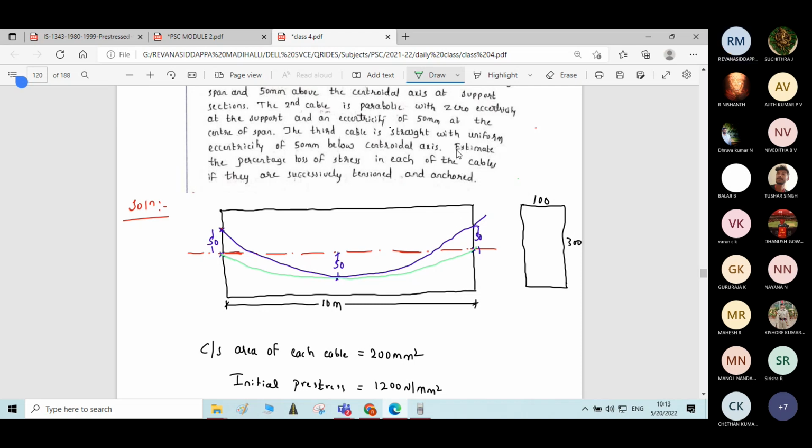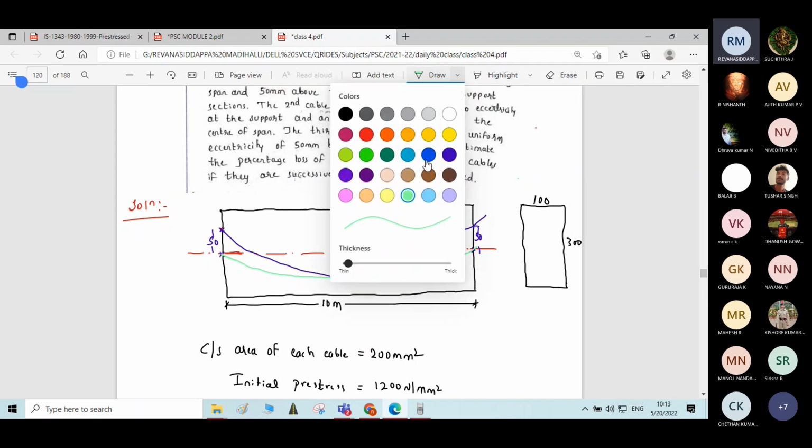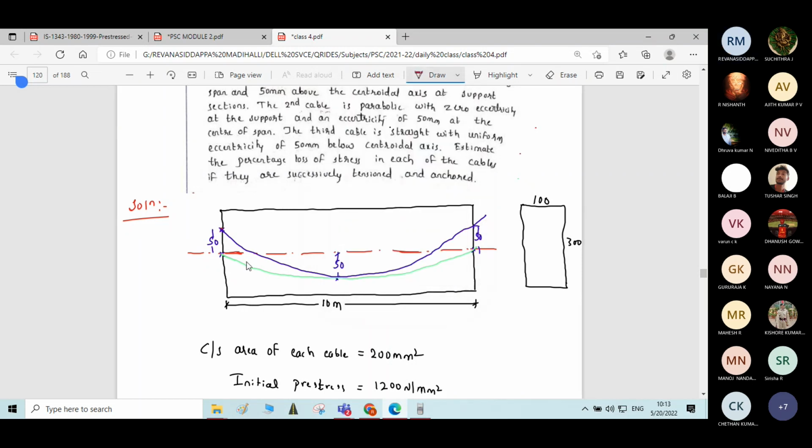Then the third cable profile. The third cable is straight with a uniform eccentricity of 50 mm below the central axis. The third cable is a straight cable, with a constant eccentricity of 50 mm throughout the length. This is the cable profile given.